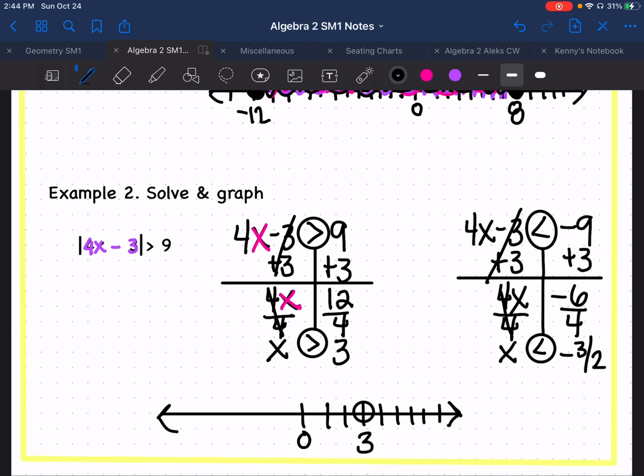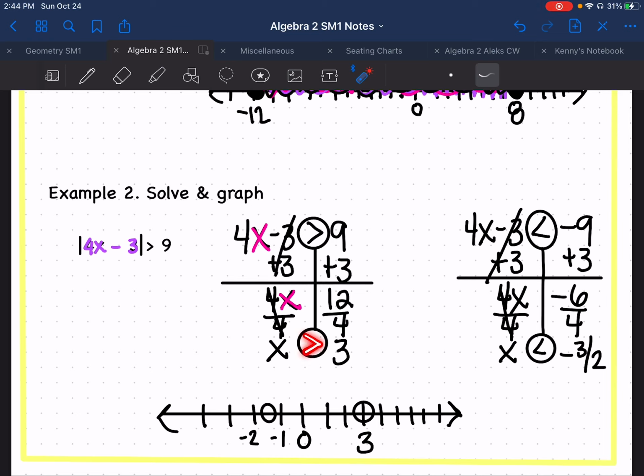Put my circle, and then -1, -2, -3, -4. So here's -1, here's -2. This is where my circle's going to be at the half mark. And now I'm going to make a decision. Where should I shade? Where should I shade?